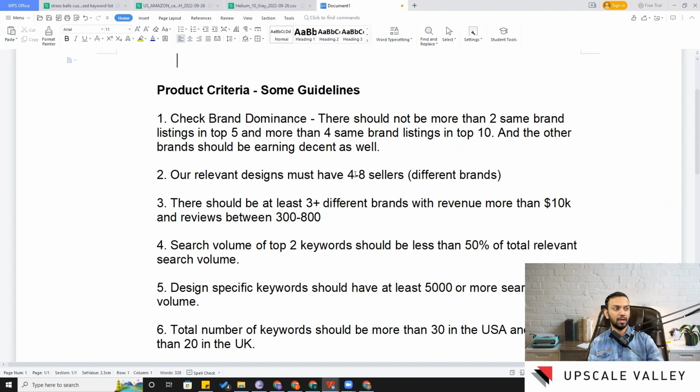But if we have higher demand and, let's say, 4 to 8 sellers, and we are still bringing development in the design, that's a big plus point, because we are jumping into a market which already has some demand. We don't need to do the demand creation part here. That's a very important thing. The third point is there should be at least 3+ different brands with revenue of more than 10,000, or whatever your target minimum revenue threshold is. That can be 8,000 as well. We do have some flexibility here, and the reviews should be between 300 and 800.